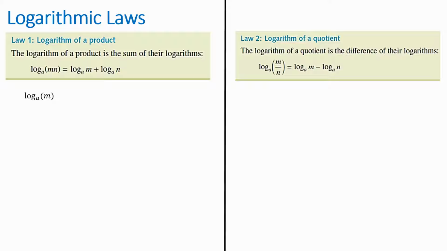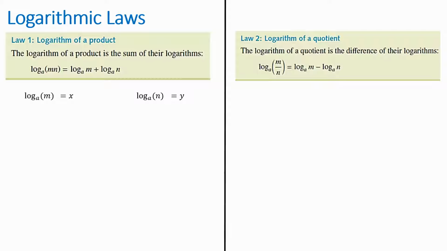Log a of m. I don't know what log a of m is, but let's just say it was equal to x, and log a of n is equal to y. I'm just giving these letters. So I don't know what these values are; I'm just going to call them x and y. So a to the power of x is equal to m, and in this case a to the power of y equals n.